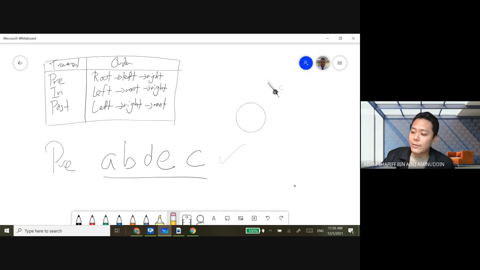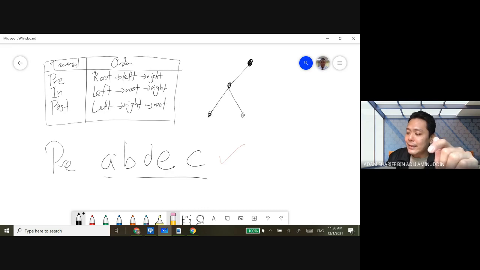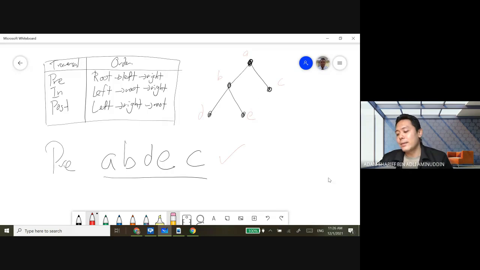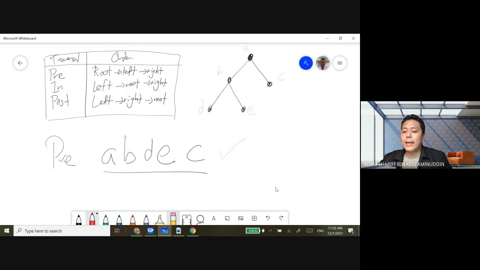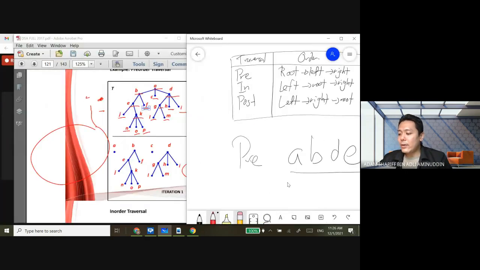Okay, ada soalan dulu. Dia tak ada soalan lagi selagi tak compare dengan in order lagi tau. Ha, nanti kalau kita dah main dengan order lain, dia jadi lain pula idea kita. Okay, saya label balik. A, B, C, D and E. Okay, for the in order. Okay, in order bahaya sikit eh.